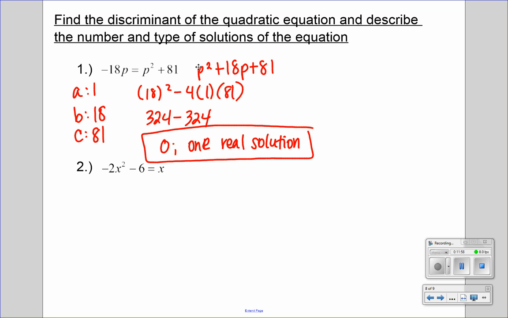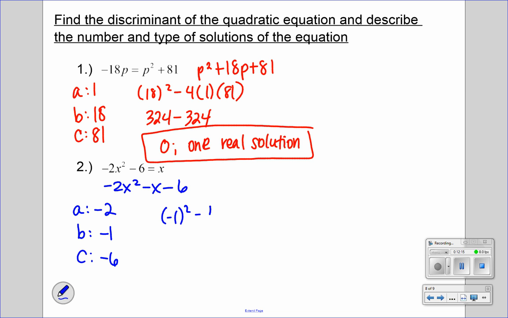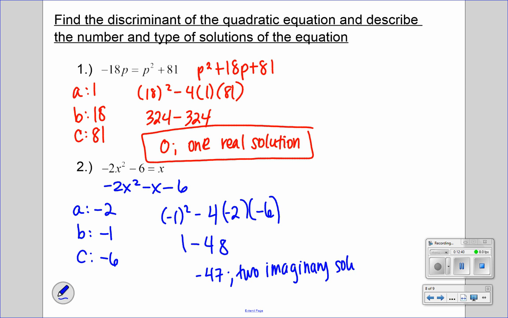All right, let's do one more. So let's subtract the x. -2x squared minus x minus 6. a is -2, b is -1, and c is -6. So we get b squared, -1 squared, minus 4ac. Got to be careful of those pluses and minuses. So we get 1 minus 4 times 2 times 6, because a negative times a negative times a negative is a negative. So we get -48. So our answer is -47, and that is 2 imaginary solutions. And that is your quadratic formula.